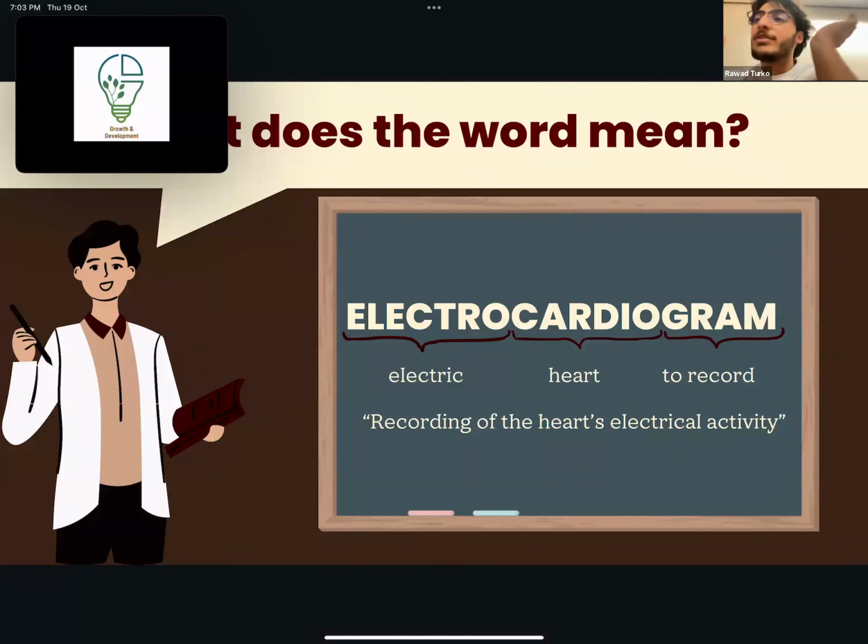So just like every other thing that we learn in medicine, we're going to be breaking down the word. So what does the word ECG mean? Well, it stands for electrocardiogram. If we take that big, connected jumble of a word, we're going to break it down into three pieces: electro, cardio, and gram. Electro obviously means electric. Cardio obviously means heart, so cardiovascular, heart. Gram, to record. So easily put, electrocardiogram, it's a recording of the heart's electrical activity.